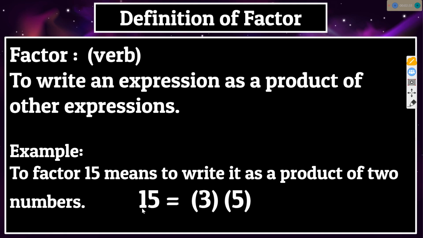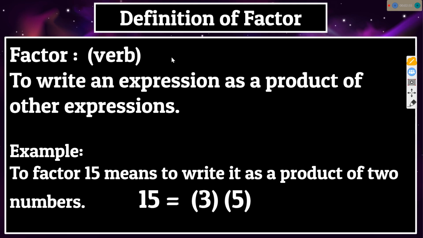Say I wanted to factor 15. This is an action now, right? The process of taking 15 and writing it as a product of two other numbers. So I could say that I factored 15 because I wrote it as 3 and 5. And in this case, these are the factors, right? 3 is a factor and 5 is a factor. And so I factored 15.